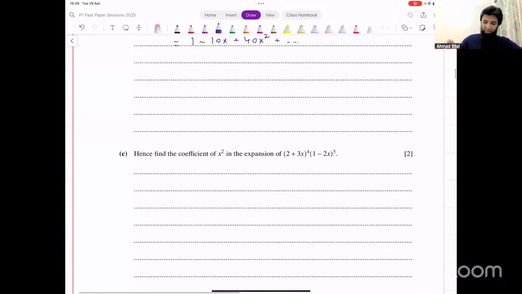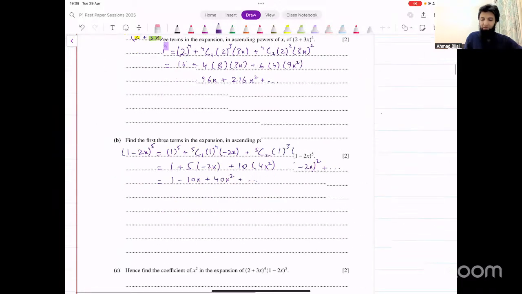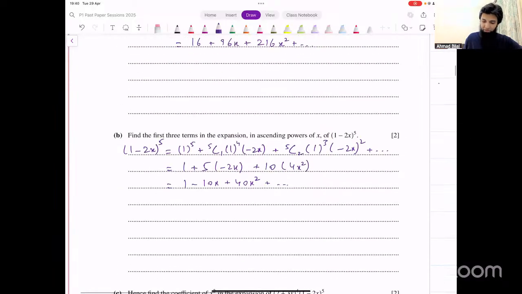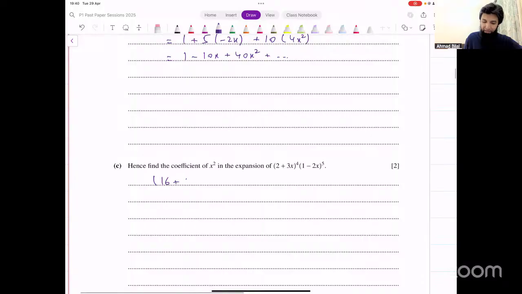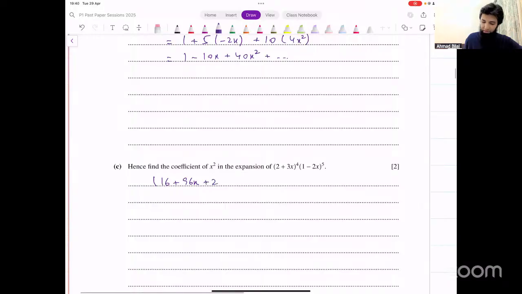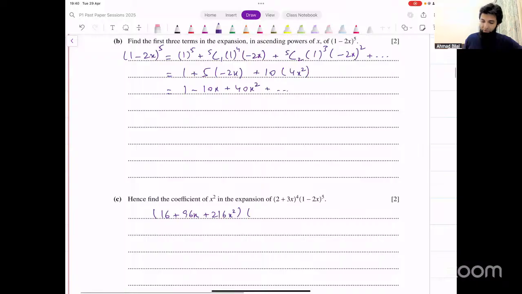Let's move on. Now it says, hence find the coefficient of x squared in this expansion. So these are the two expressions that we have expanded in the first two parts: (2 + 3x)^4 into (1 - 2x)^5. That's exactly the two expansions that we have done here. We can input those values here. One was 16 + 96x + 216x squared. That was the first brackets expansion. And the other one was 1 - 10x + 40x squared.